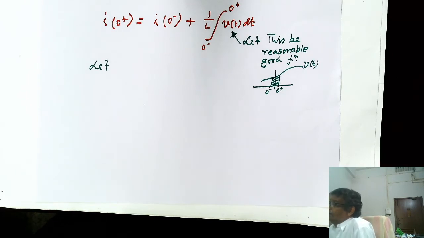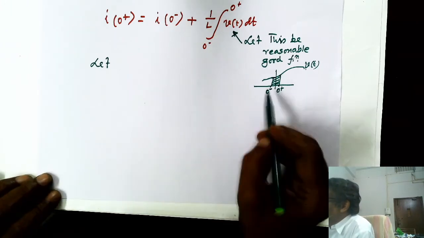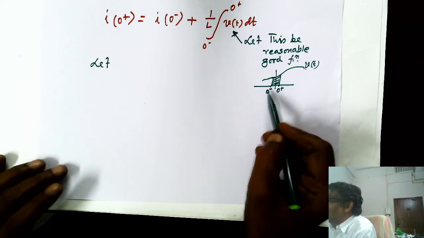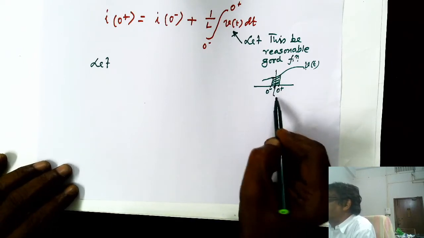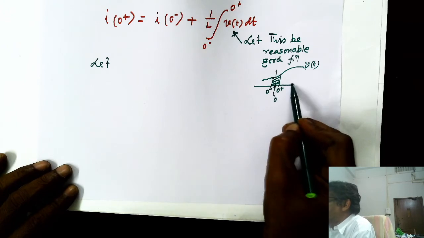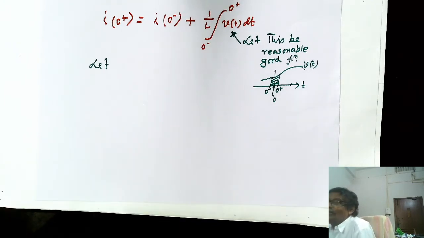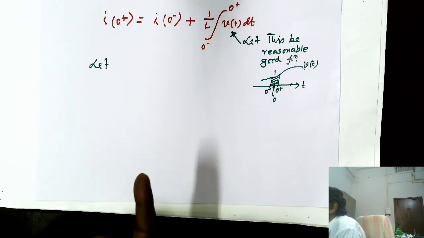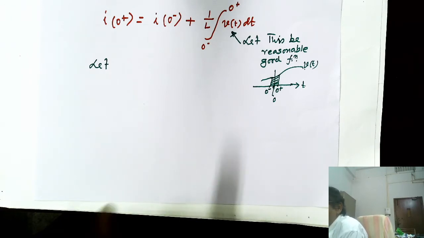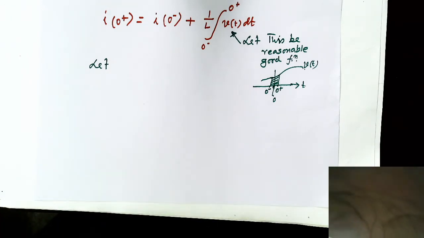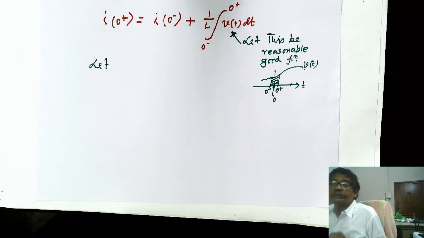Now 0 minus and 0 plus, as I told you, are as small as possible. The proximity of 0 plus and 0 minus is around the origin, t equal to 0. This is the t axis, and this is as small as you can think of. But nonetheless, 0 plus is on the right of t equal to 0 and 0 minus is on the left of t equal to 0. That is what I am trying to tell.